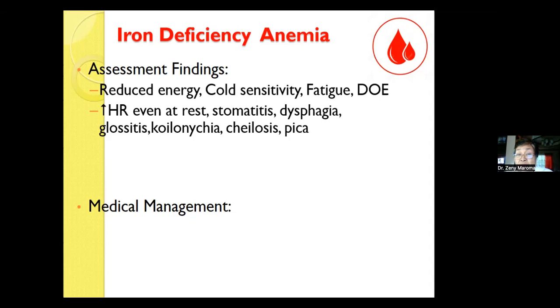Glossitis is inflammation of the tongue. Koilonychia is spoon-shaped or concave fingernails. Okay, yan ang cheilosis. Cheilosis are lesions at the corners of the mouth. And there is pica.